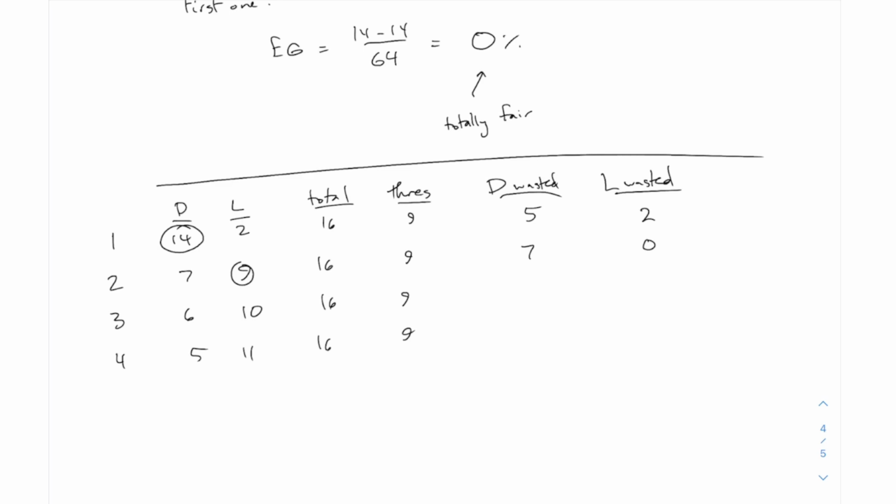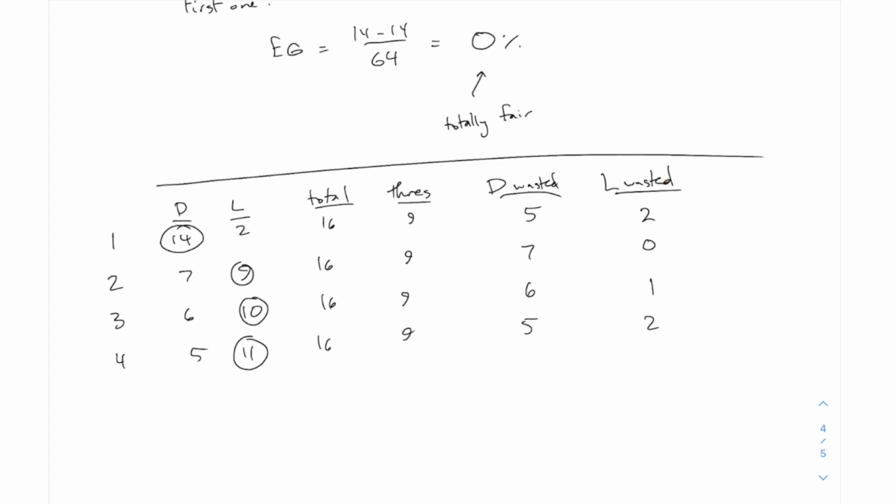All right, on this line, 6 and 10. The 10 is the winner, which means all 6 for the loser were wasted. And then the winner got 1 extra, right? They needed 9, but they got 10. So that's 1 wasted for the L's. And then in the last line, the 5 and the 11. The 11 is the winner, means all 5 are wasted for the darks, and 2 for this one, right? 11 is 2 beyond the threshold. You can see, just looking vaguely, you can tell the D's wasted far more than the L's did.